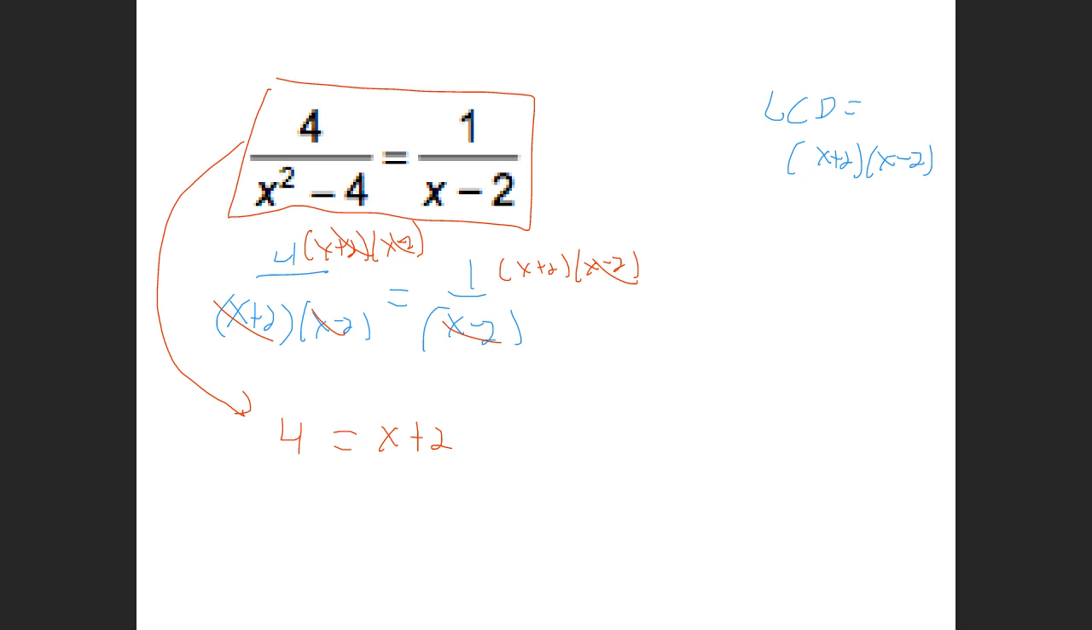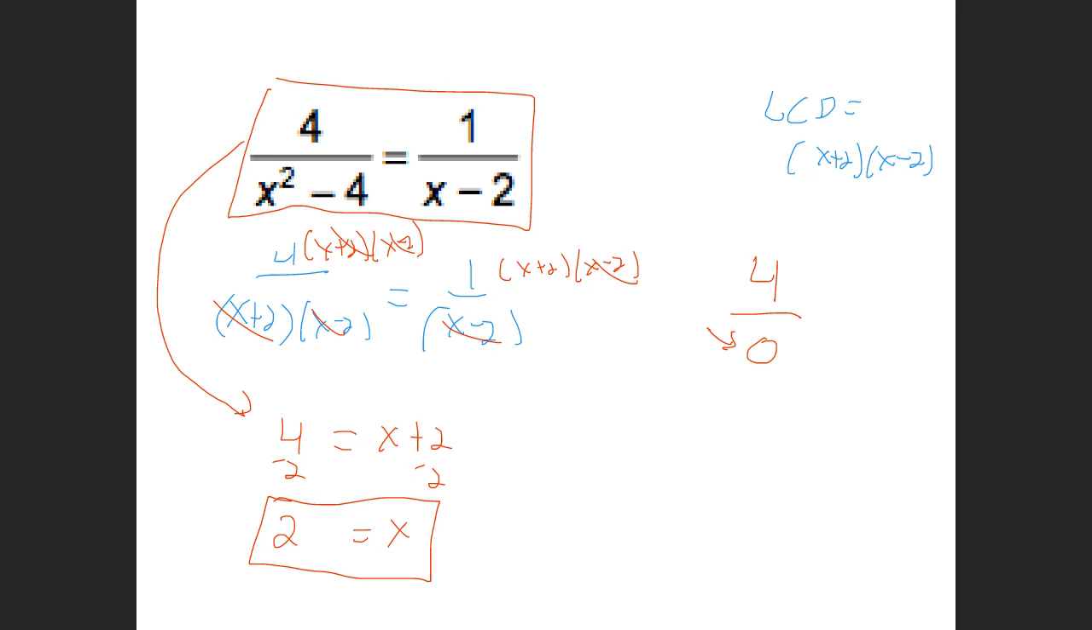And now all I have to do is subtract 2 from both sides, and I end up with x equals 2. Now this is where checking your solutions might come in handy, okay? Because if I put 2 back in here, 2 squared is 4, 4 minus 4 is 0. Anytime you have a 0 in the denominator, that makes this undefined.